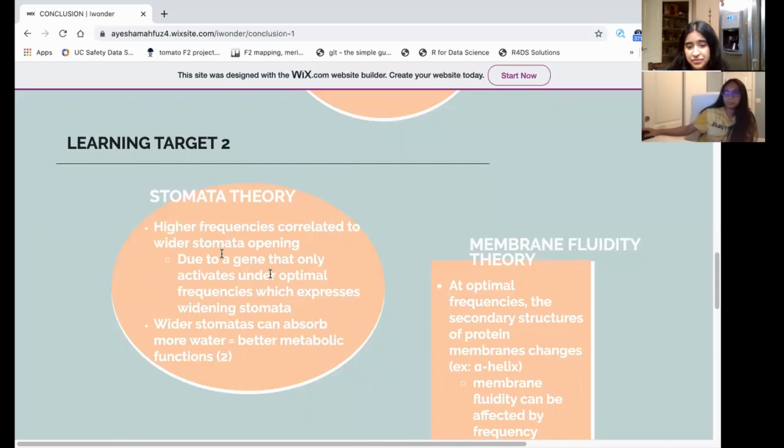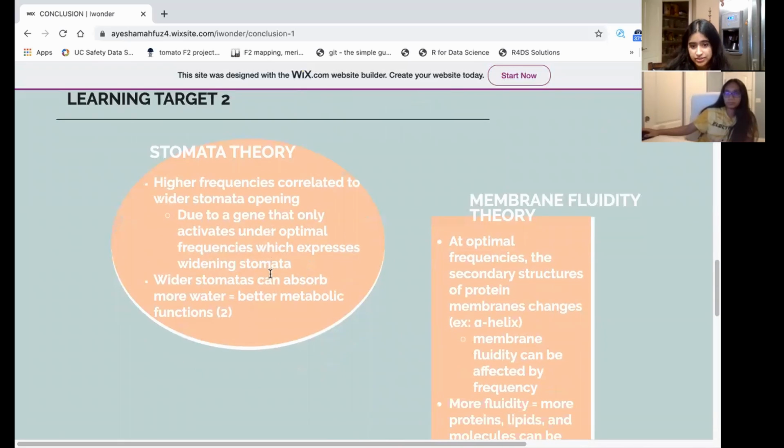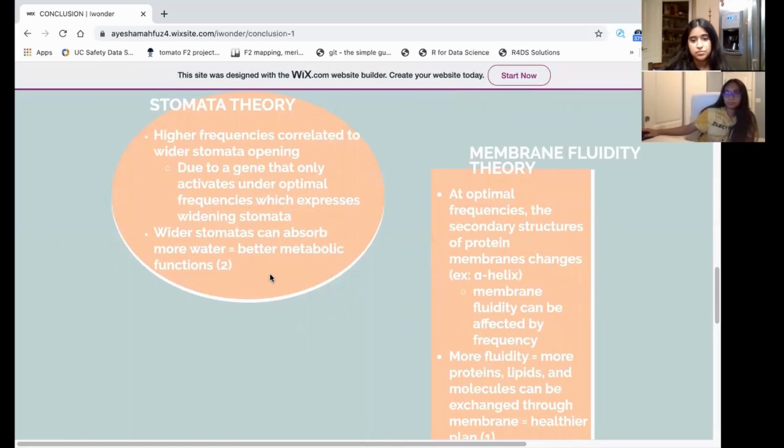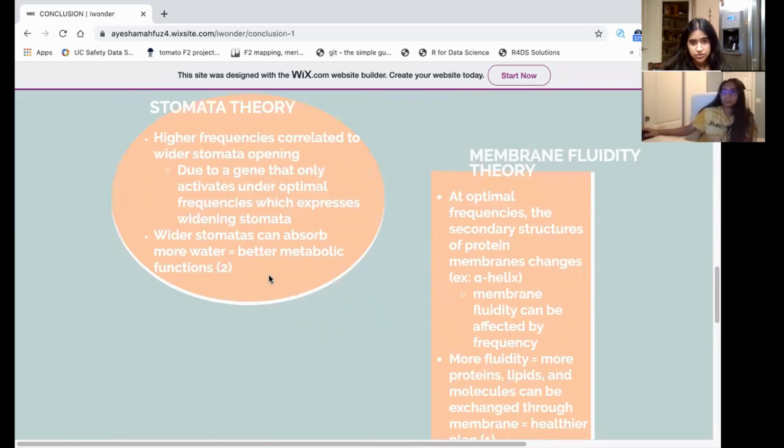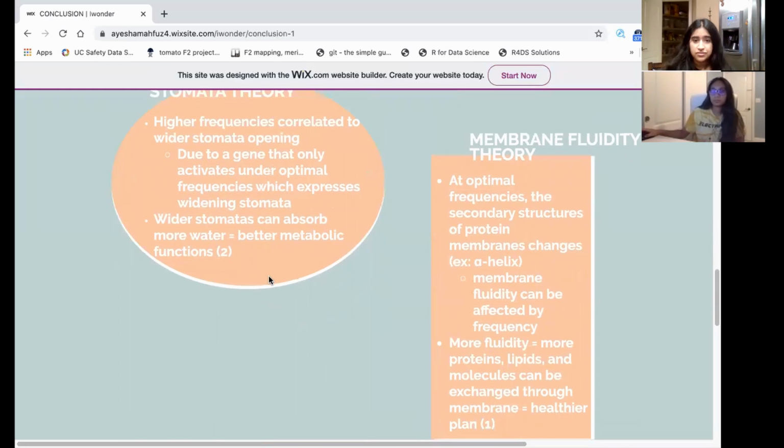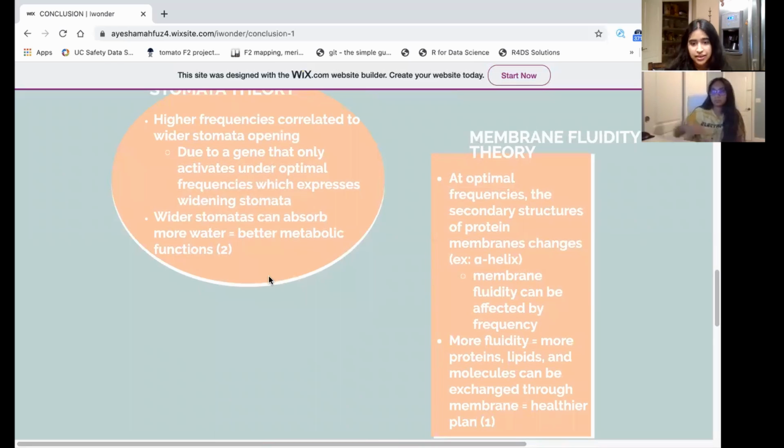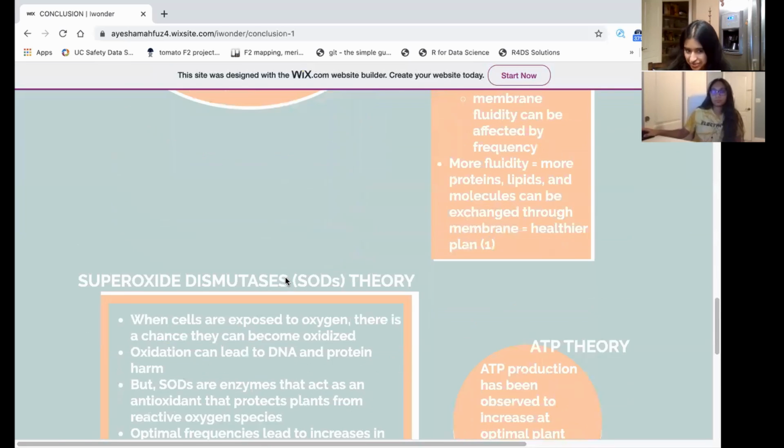Another one is the membrane fluidity theory. According to this one, at a certain optimal frequency, the secondary structures of the proteins are going to change a little bit, and because they're changing, this alters the fluidity of the membrane. And if a membrane's more fluid, this can mean that more molecules are coming in, more lipids, more proteins, and in turn that makes the plant healthier, which can also explain why it's growing bigger.